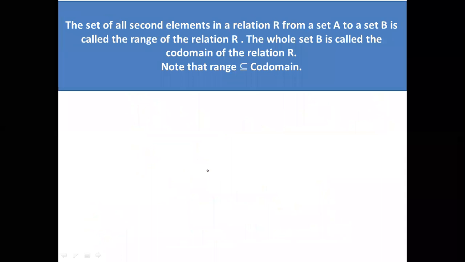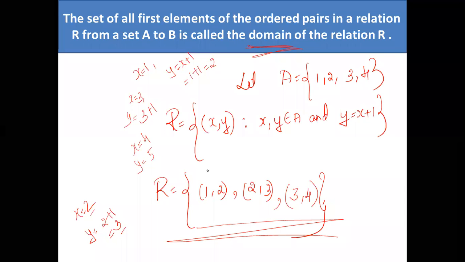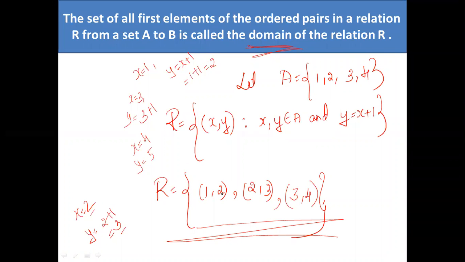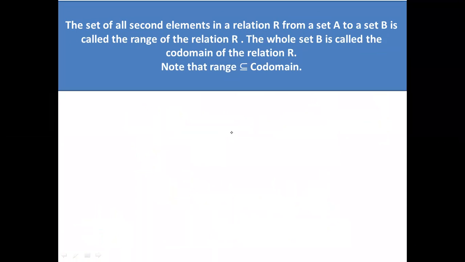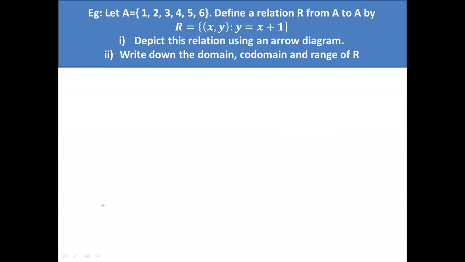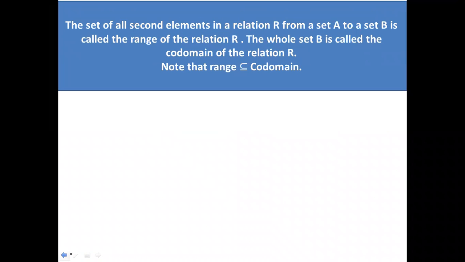Next, the set of all second elements in a relation. You can see what the second elements are over here. What are the second elements in this relation? 2, 3, 4. So generally the set of all second elements in the ordered pairs of a relation is called the range of the relation.